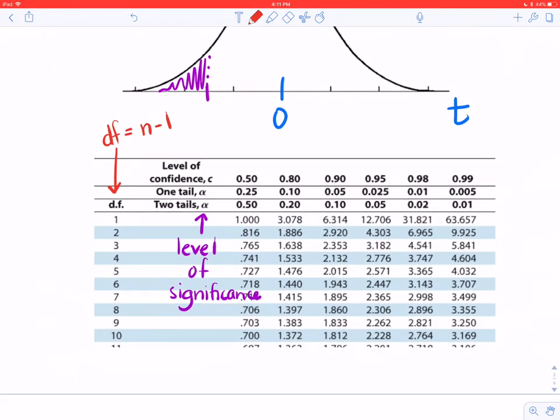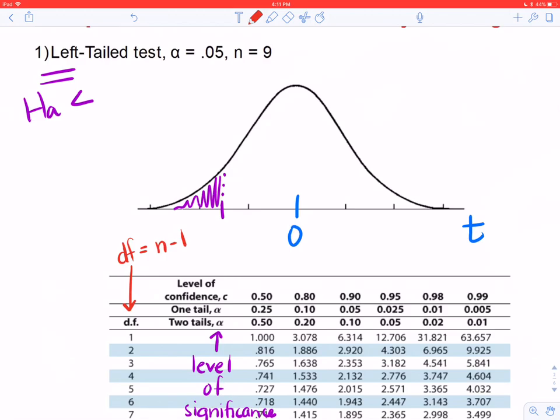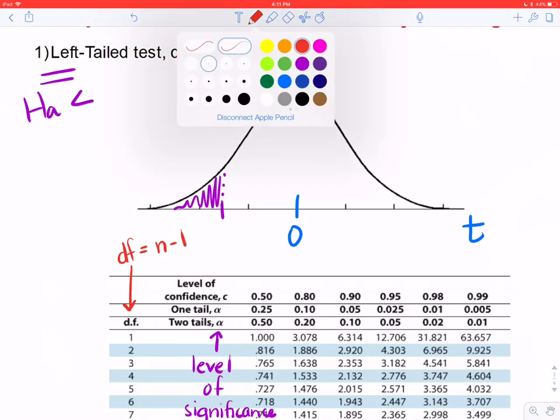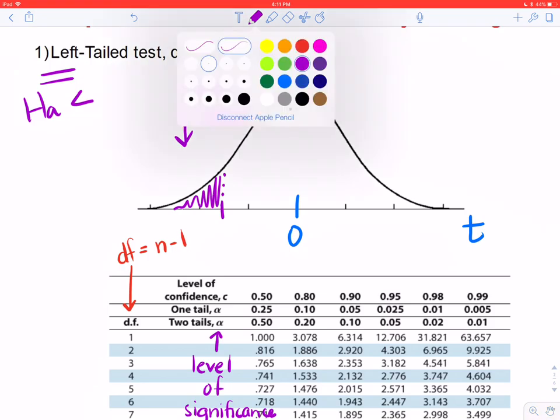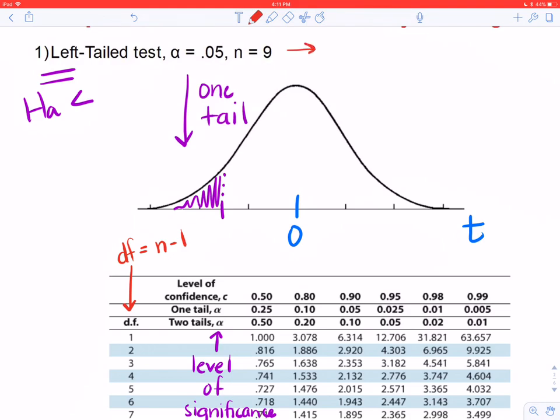All right, so for this particular test, I have a level of significance at 0.05, and notice this would be considered a one-tail alpha because it's all shaded on one side of the curve. And then if my sample size is 9, then I'm going to subtract 1 from that, and I'm going to use 8 degrees of freedom. Okay, and that's all there is to it.